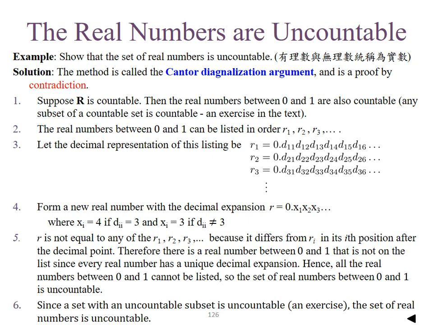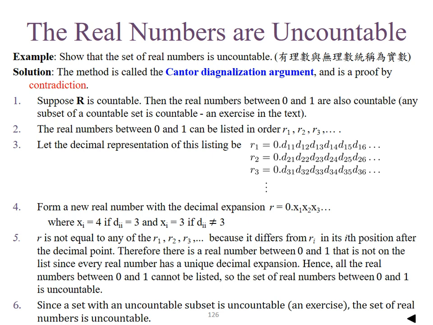Right? So far, we just follow the assumption that if R is countable, then the real numbers between 0 and 1 are countable. So we can give a list R1 up to R3. Next, the most important part is the trick in step 4. Now we have a new real number and want to prove that it's a contradiction.